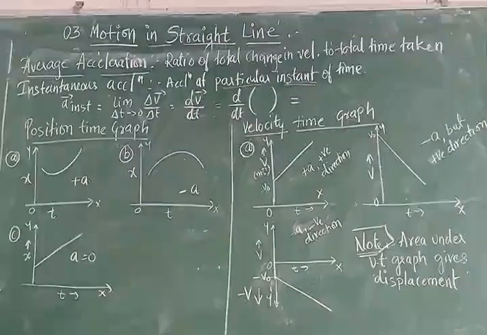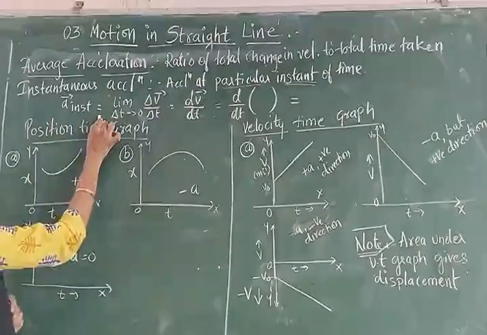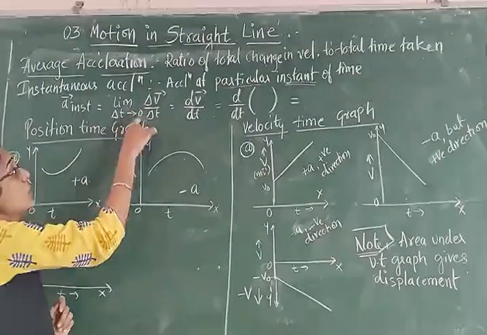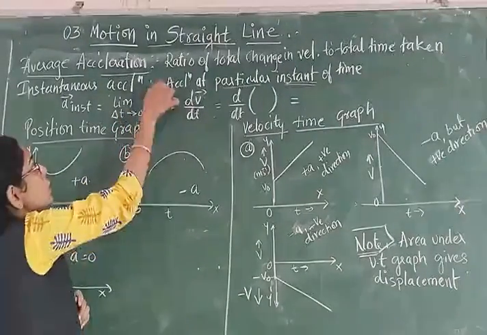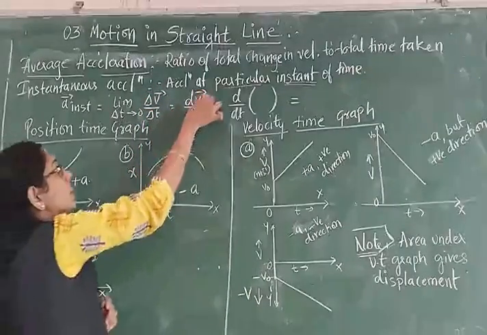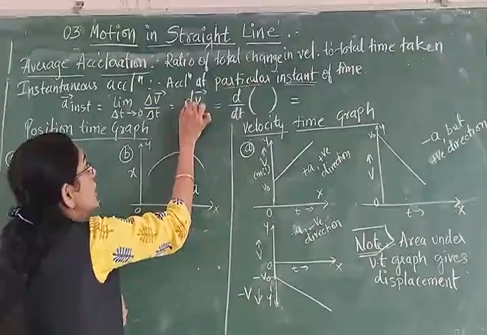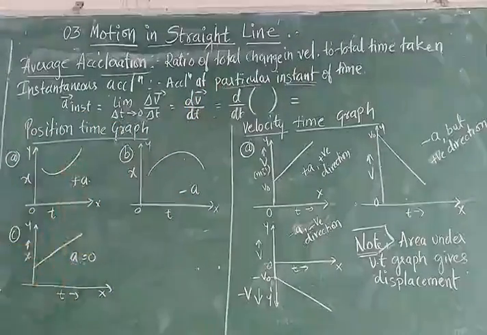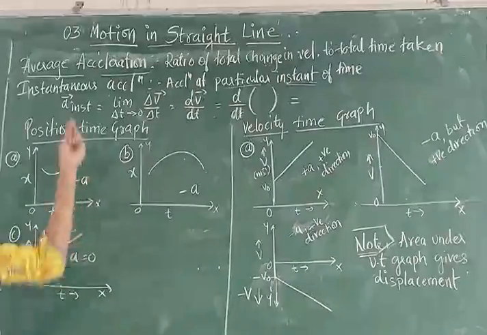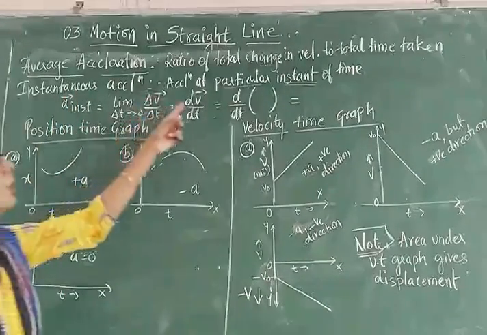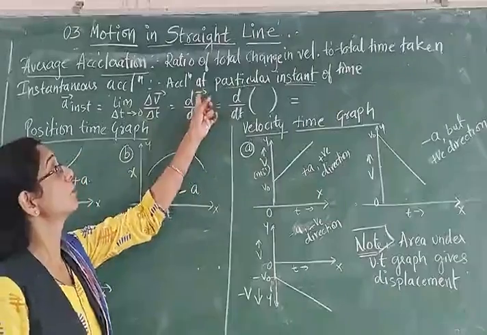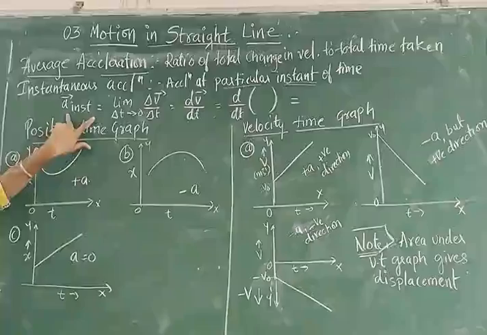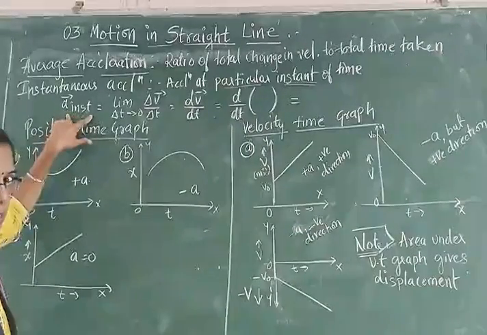Instantaneous acceleration is the limit of delta t tending to 0, where the change in time is equivalent to 0. When I apply the limit, I get a differential component, dv upon dt. So dv upon dt will give you the value for instantaneous acceleration. It is a vector, and velocity is also a vector, therefore v bar. So dv bar upon dt will give you the acceleration a bar at a given instant.